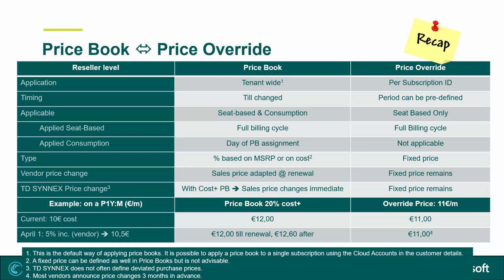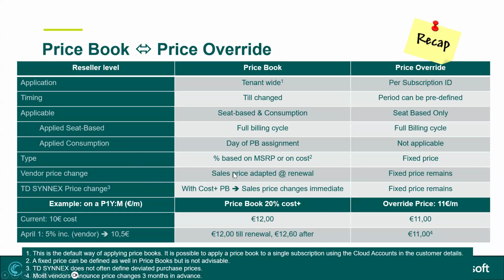Applicable price books is on seat based and on consumption. Price override is only on seat based licenses. So not on Azure consumption, not on Google consumption, not on AWS consumption. It's only on seat based licensing. And it's always for the full billing cycle in the seat-based licenses. So if you do a change now, it's for this period, so next month's invoices.